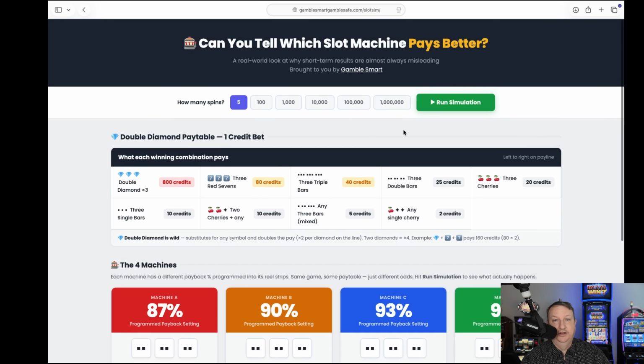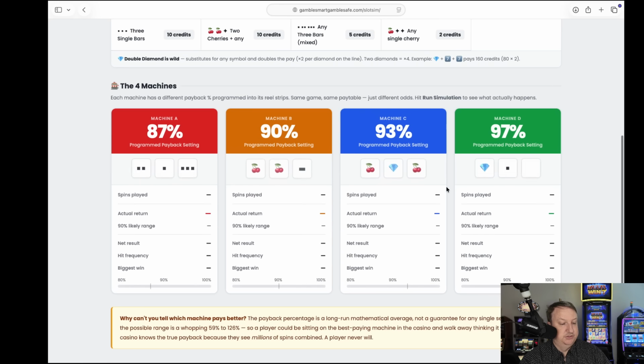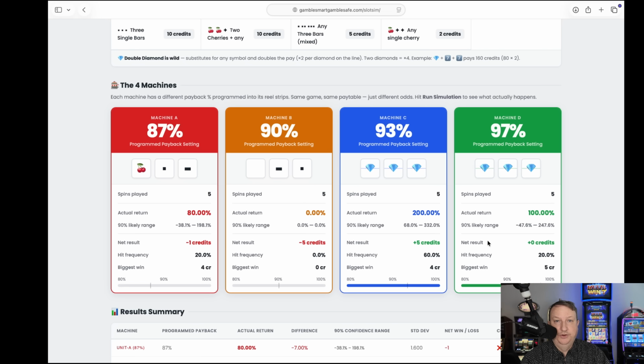Let's say you sit down at each of these, and you think that you're going to determine which is set to be the winner, right? So what we see here is the 87% actually paid back 80%. The 90% paid back 0, so there were no hits whatsoever in the 5 spins. 93%, we got a 200% return, so we doubled our money, which is pretty cool. But the 97%, which was the highest, was 100%, okay?